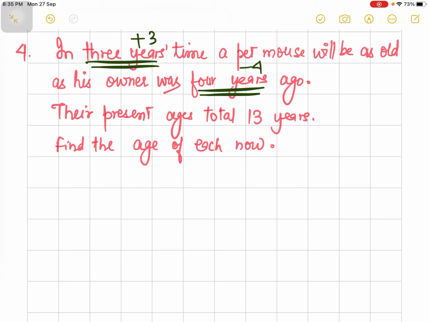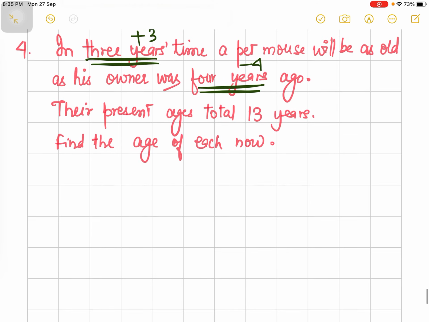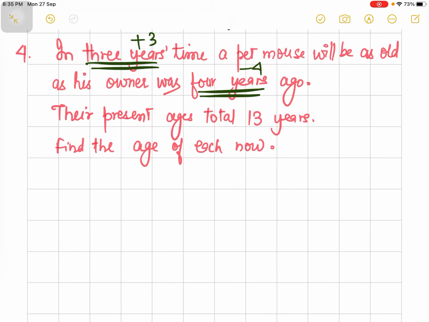Their present ages total 13 years. Find the age of each now. As we had discussed earlier, we can make a table. So we have the owner, we have the mouse. In 3 years' time, in 3 years, what will happen? And 4 years ago, what was the case? And of course, we need the present also.